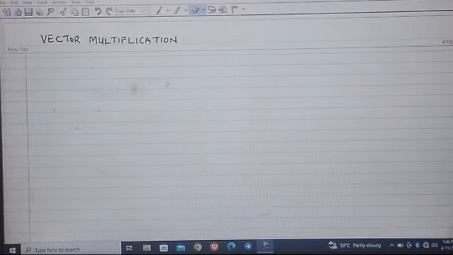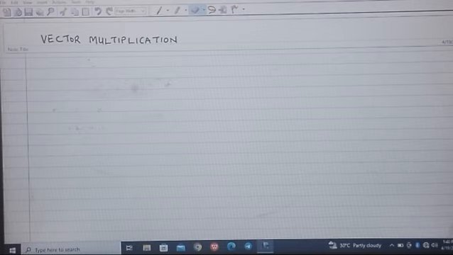Today's lecture series is going to feature vector multiplication. Now, vector multiplication can be done in two major ways. One is multiplying a vector by a scalar, and the other is multiplying vectors together.